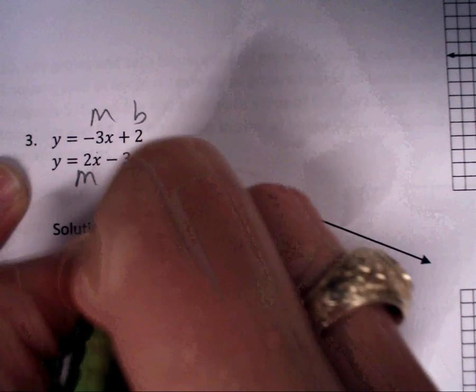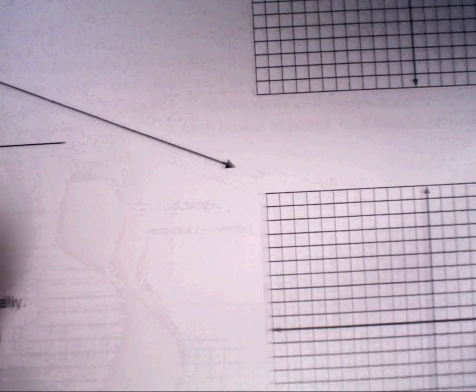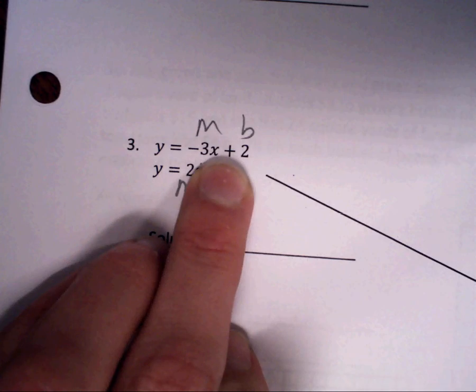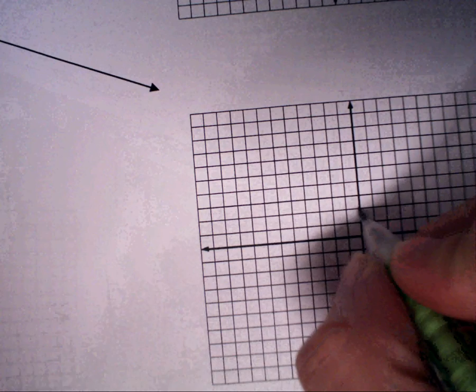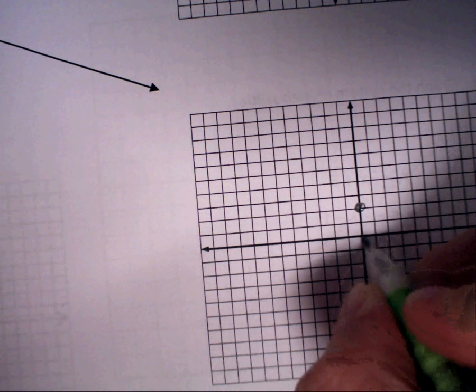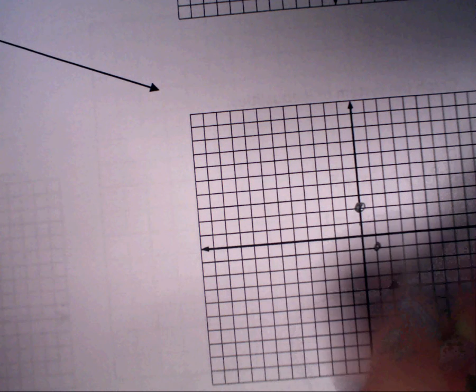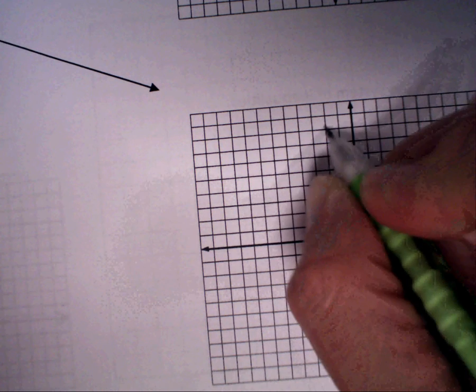So this is our M and this is our B. We always start with our B. So I'm going to start with positive 2 on the first equation. That's the y-intercept. My slope is negative 3, so I'm going to go down 3 over 1, or up 3 over 1.